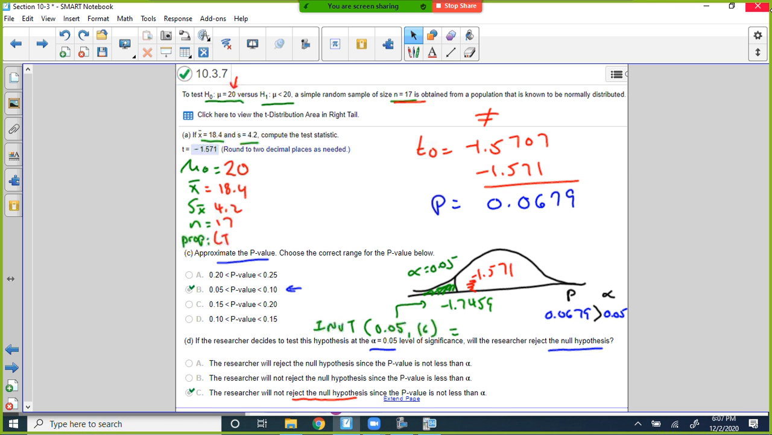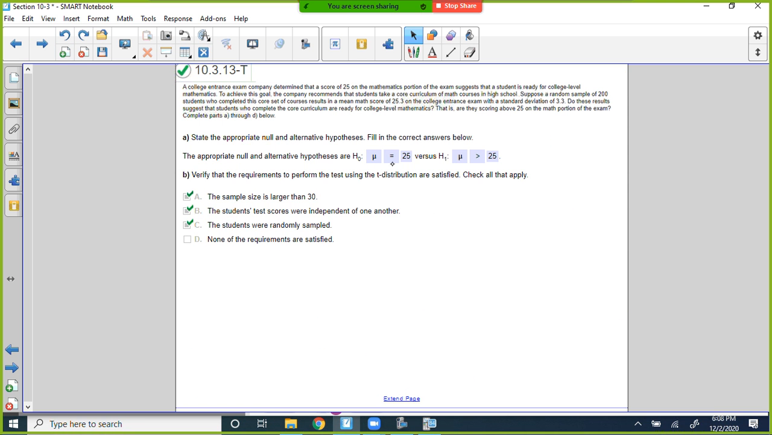I can't stress enough the importance of the drawing, okay? It really solidifies the whole conceptual idea of what we're doing. So I highly encourage you to do that. All right, again, any questions? Anybody? All right. Okie dokie. Let's look at this one.